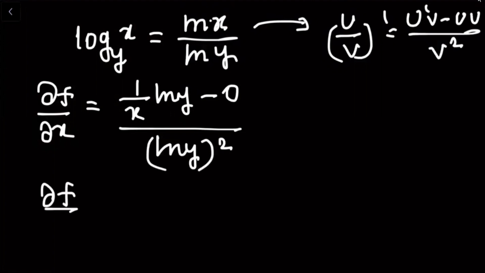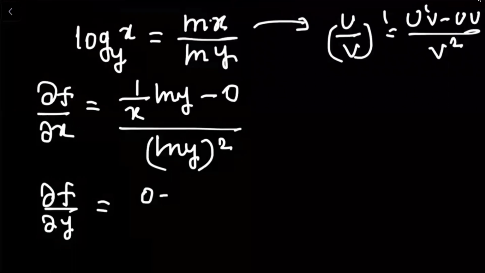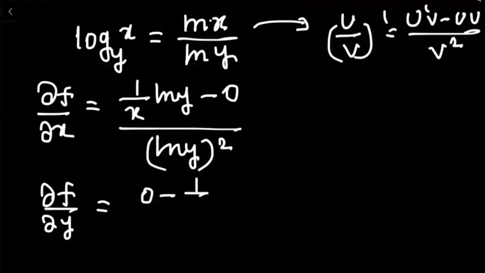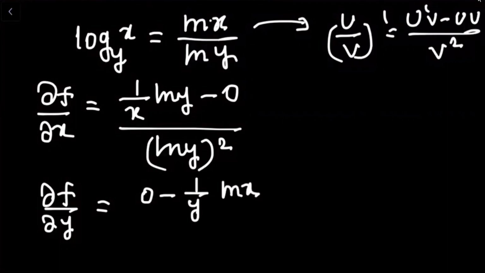Differentiating with respect to y. Since x is constant, it is 0 minus 1/y. The differentiation of log y is 1/y times ln x, upon (ln y) whole square. Okay. Next problem.